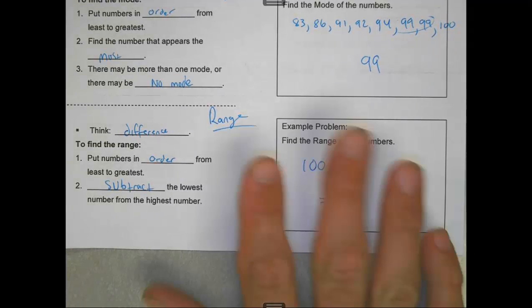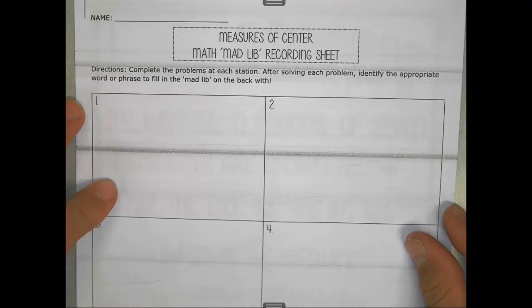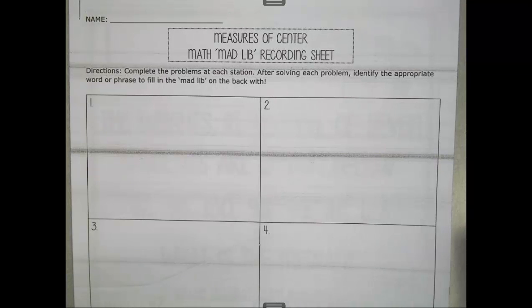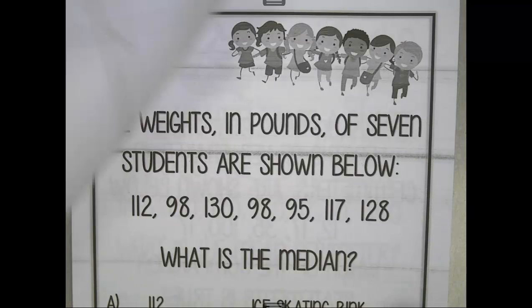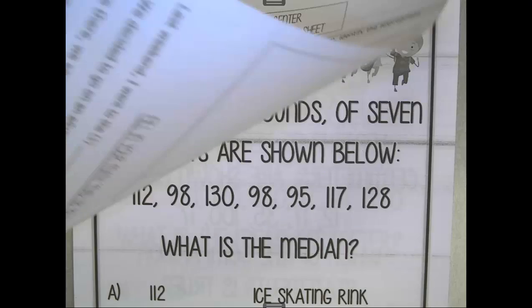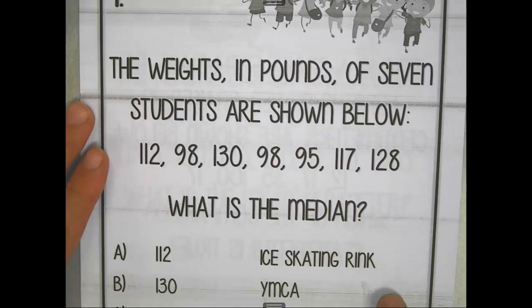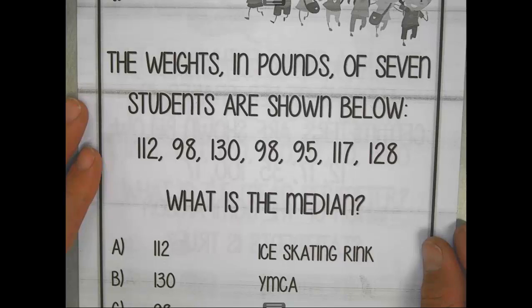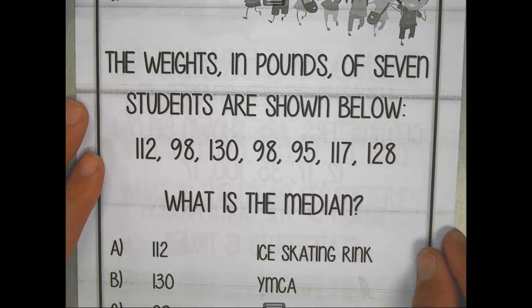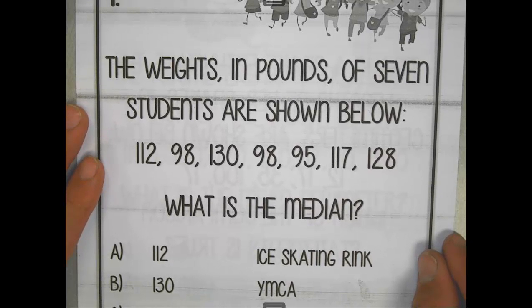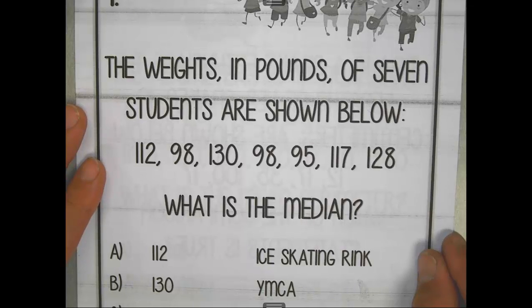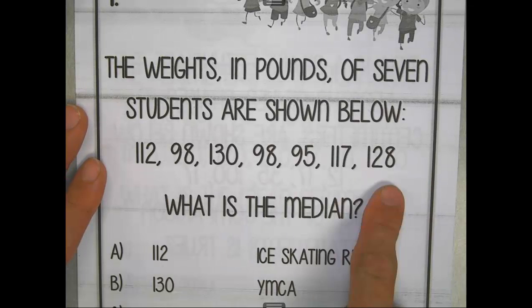Okay, so what we're going to do next is a worksheet. All right, an activity rather. This activity is called Measures of Central Mad Lib Recording Sheet. Okay, so hopefully this is somewhat fun. But basically what you're going to do is this is your answer sheet, the first page, so you can rip this off if you want. The second page is where your problems start. Okay, so the first problem says the weights in pounds of 7 students are shown below. Okay, what is the median?